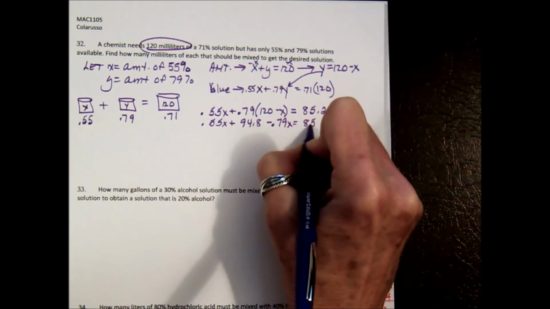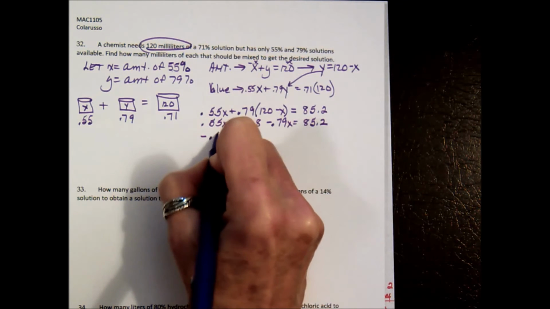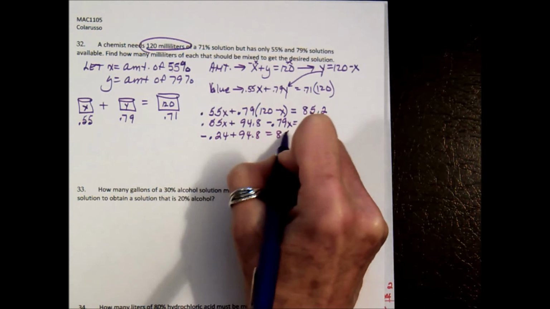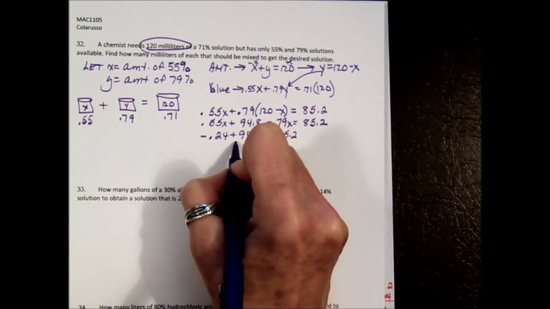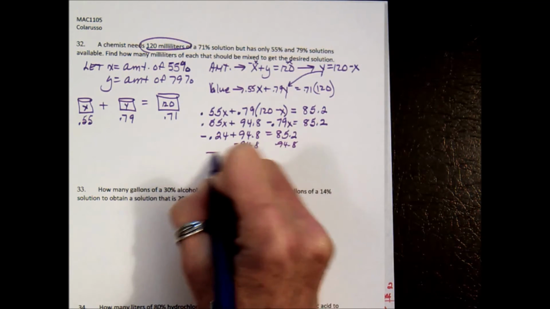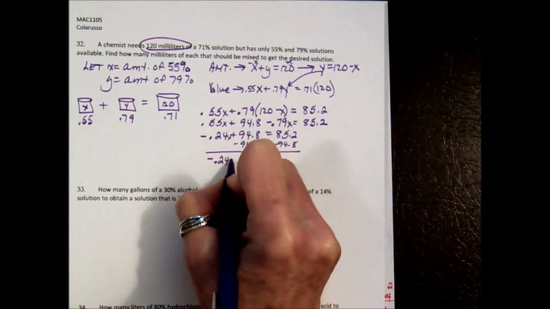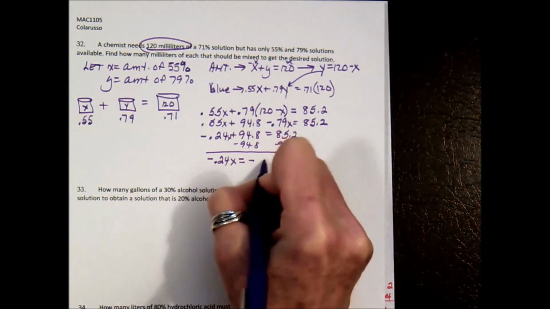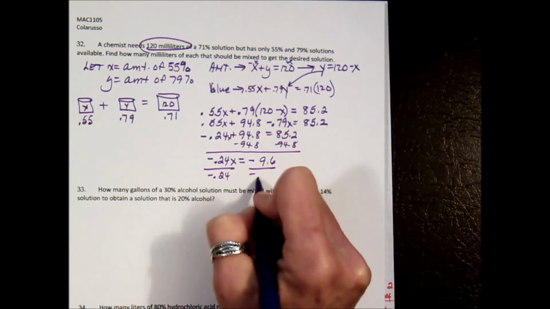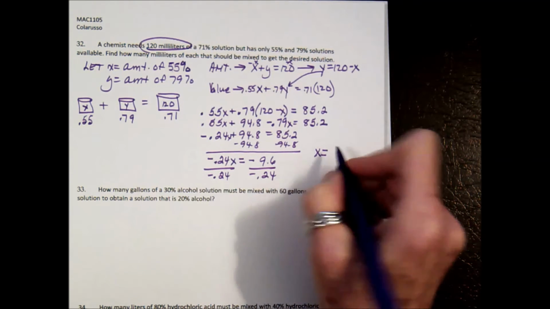I'm going to combine my two x terms. Negative 0.24x plus 94.8 equals 85.2. Subtract the 94.8 from both sides. I get negative 0.24x. Oops, I forgot my x here. Negative 0.24x equals negative 9.6. We divide by negative 0.24, and you get x equals, in this case, 40 milliliters.